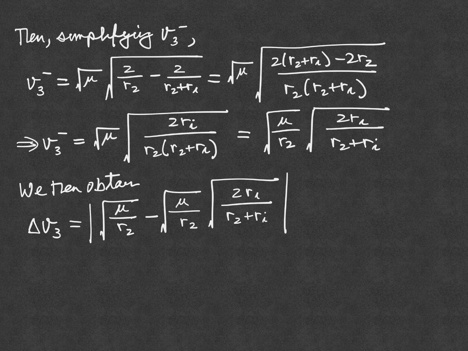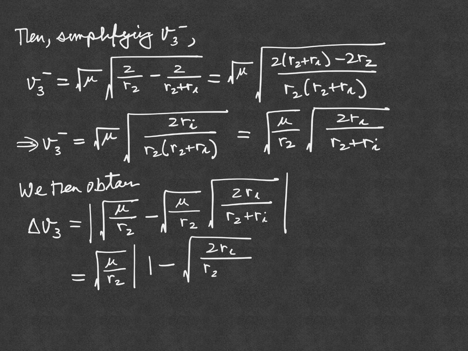And now we can factor out the square root of mu over R2 in a similar manner to the way we did it previously, and we're left with 1 minus the square root of 2Ri, all divided by R2 plus Ri, in the absolute value. Now, again, just like we did with the previous impulses, we have to figure out which of these quantities is bigger. Is 1 bigger than that quantity in the square root, or is the quantity in the square root bigger than the 1? So the way we can do that is as follows.